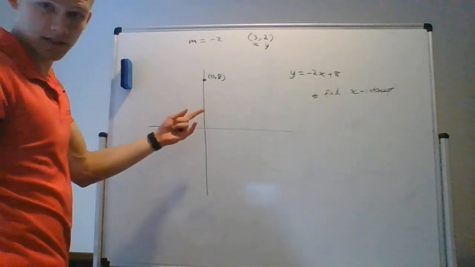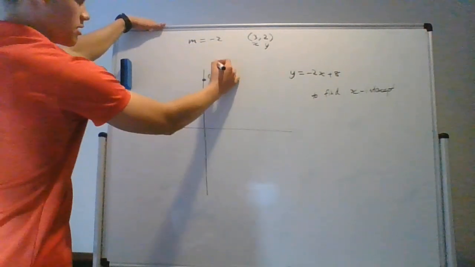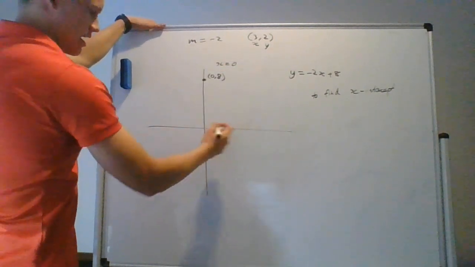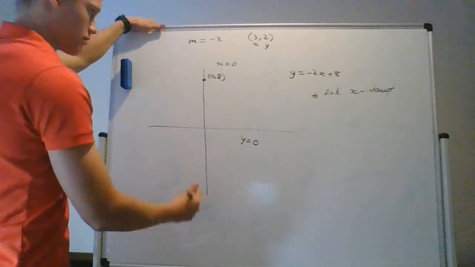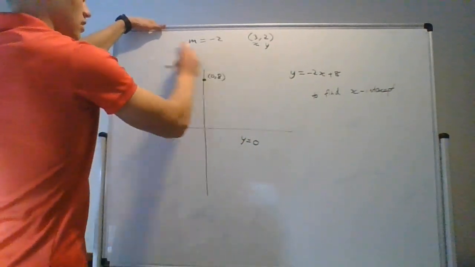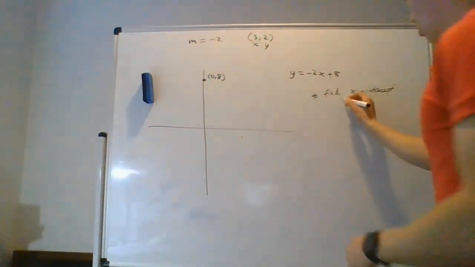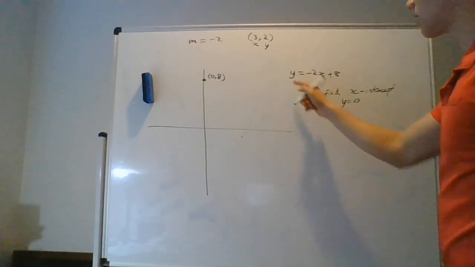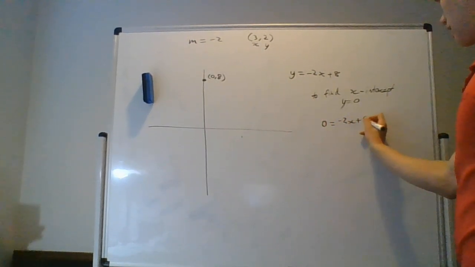Let's look at the y-intercept. What do we know about the y-intercept? For the y-intercept, x equals 0. In order to find the x-intercept, y must equal 0. So to find the x-intercept, y equals 0, and we substitute that 0 here. So 0 equals -2x plus 8.